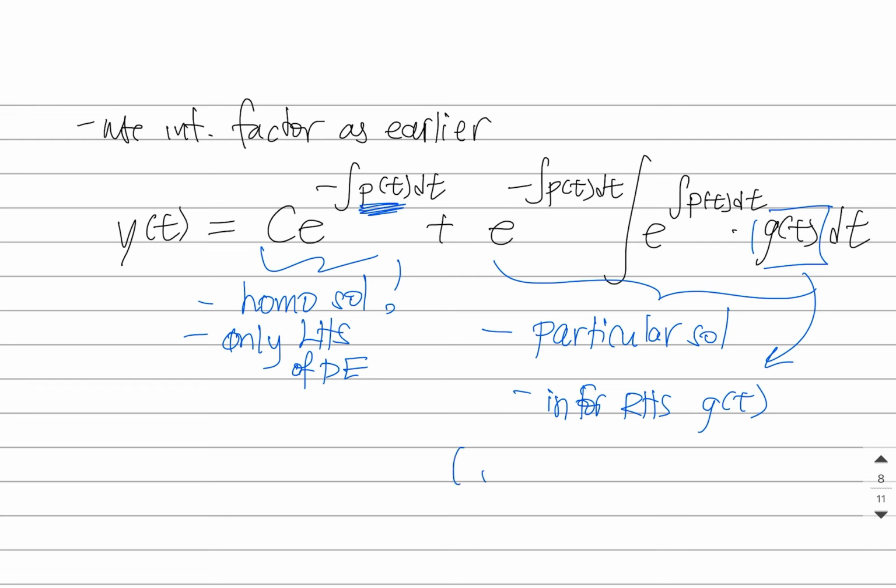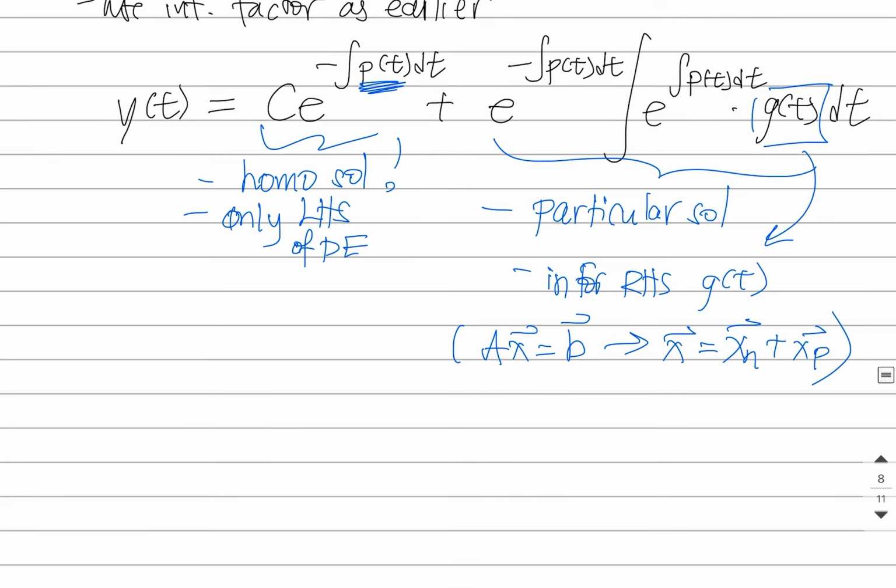So you should think of linear algebra where you've got Ax equals b. Your solution, part of it comes from the homogeneous part, the pivots. The other part comes from dealing with the right-hand side, the particular solution. And that's exactly the same thing that's happening here. Y of t is going to be made up of a homogeneous part and a particular part. This part comes from dealing with the left-hand side. This part comes from dealing with the right-hand side.